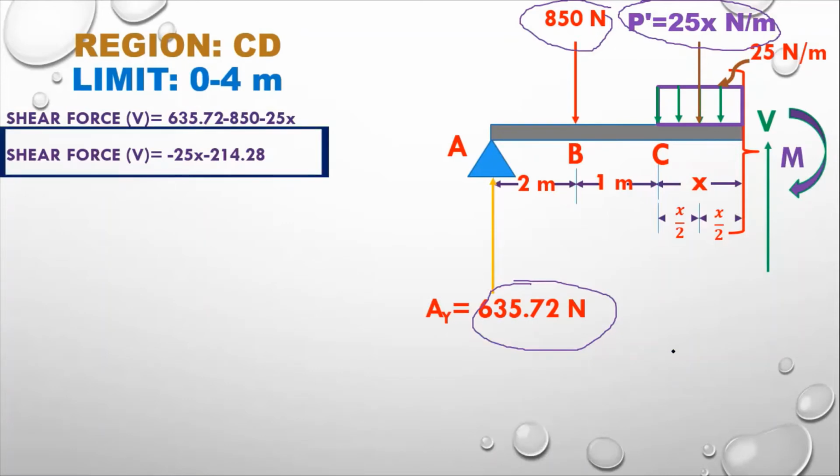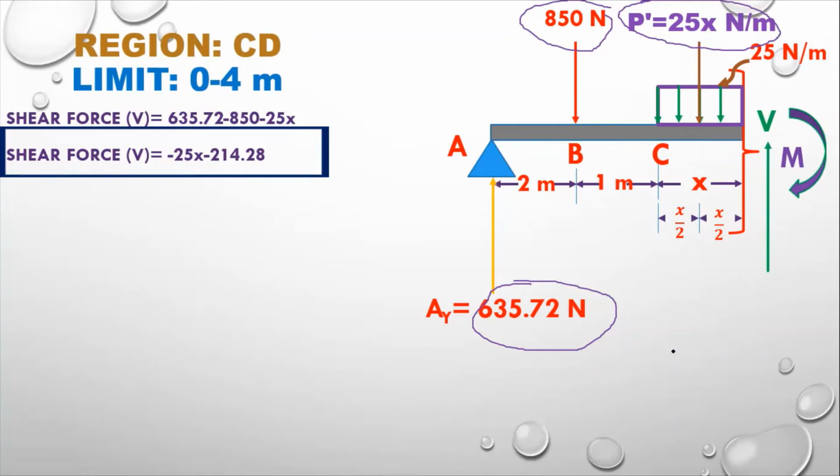Then now I have to make the bending moment equation. For the bending moment equation, I again have 3 forces. So I have to multiply 635.72, which is positive, with 2 plus 1 plus x, and then minus 850 into 1 plus x.